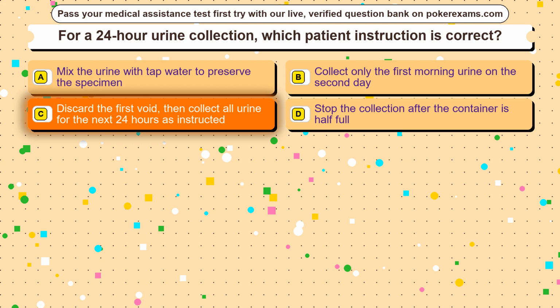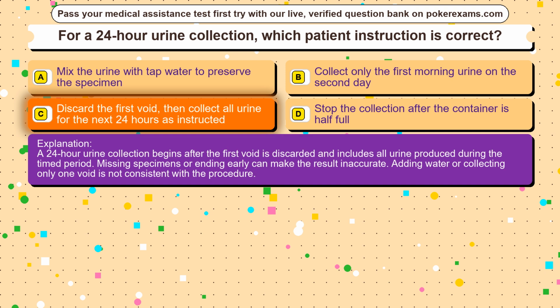The correct answer is option C. Discard the first void, then collect all urine for the next 24 hours as instructed. A 24-hour urine collection begins after the first void is discarded and includes all urine produced during the timed period. Missing specimens or ending early can make the result inaccurate. Adding water or collecting only one void is not consistent with the procedure.